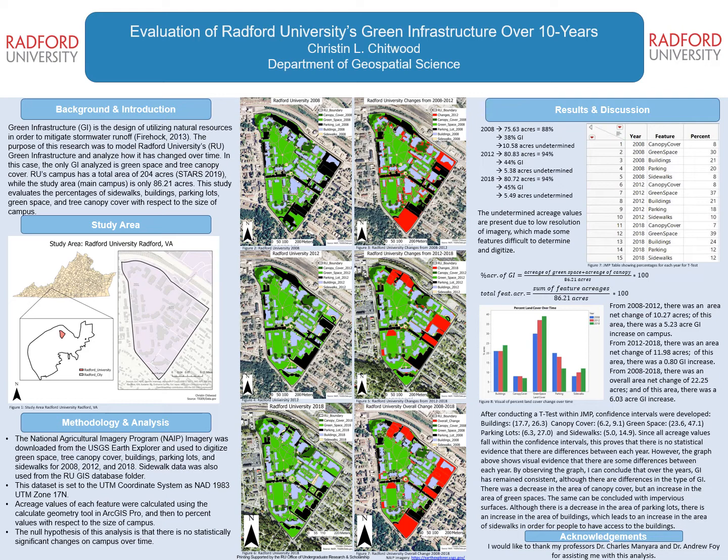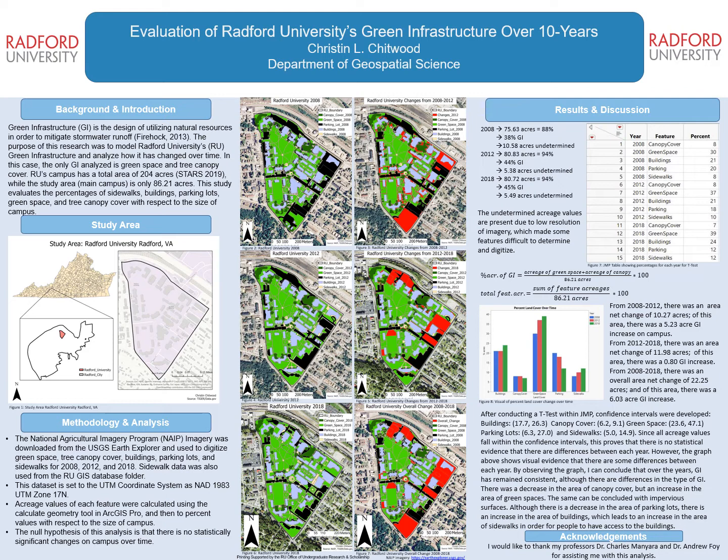This analysis was completed by first downloading data imagery from the USGS Earth Explorer using specifically NAIP imagery. NAIP is an aerial imagery program that captures images during the peak season of agriculture. These images were used as a reference to digitize the areas of buildings, parking lots, sidewalks, green space, and tree canopy cover. The first image here includes all features on campus in 2008.